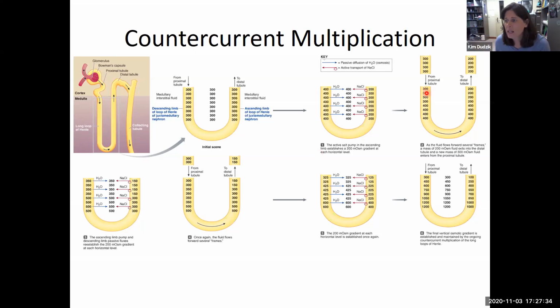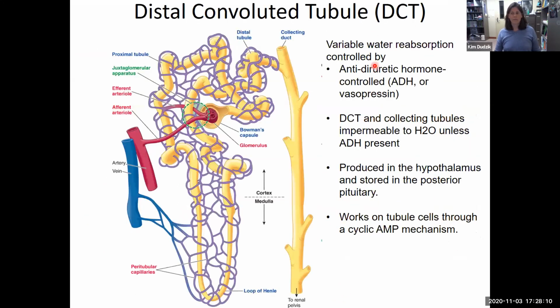The filtrate that leaves the loop of Henle and gets into the distal tubule, the body now can sense, well, what is the level of water, what is the level of sodium in our body, and do we need to reabsorb more water or less water? Do we need to reabsorb sodium? So we can do that variably as the body needs. And we're going to do that by signaling it with a hormone.